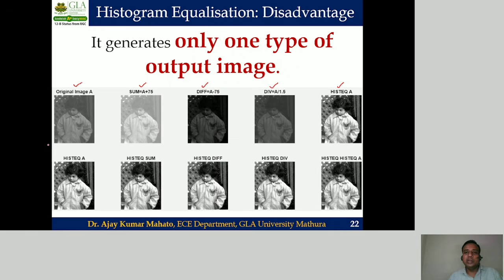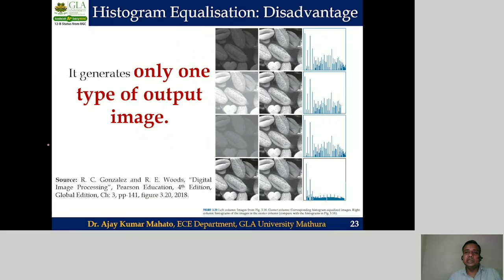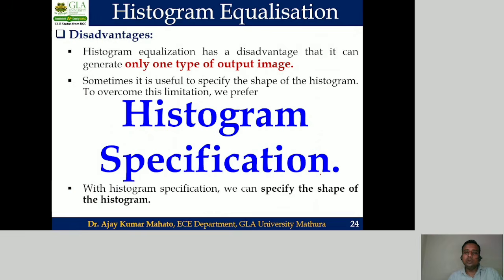This project work I made in MATLAB, and this is the example which is given in the book. In the book also, for different input digital images, when we perform histogram equalization, we obtain a similar kind of output image, which is the major limitation of histogram equalization. Hence, to overcome this limitation, we prefer histogram specification. In histogram specification, we can specify the shape of the target histogram.